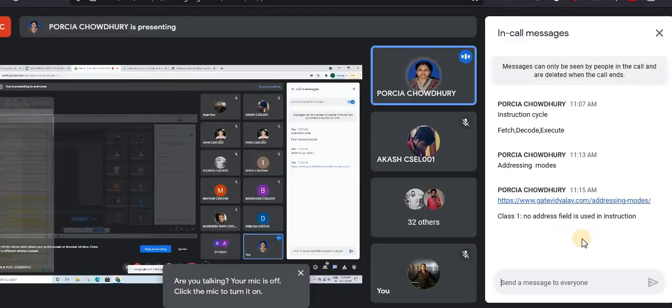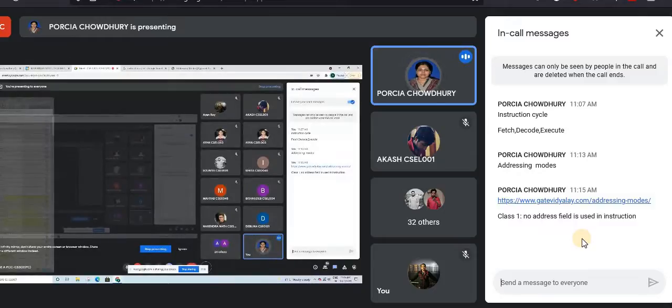So this is class 1. No address field is used in instruction. Over here you have 3 examples, that means 3 types of addressing modes in class 1. The first one is basically called implied or inherent mode.